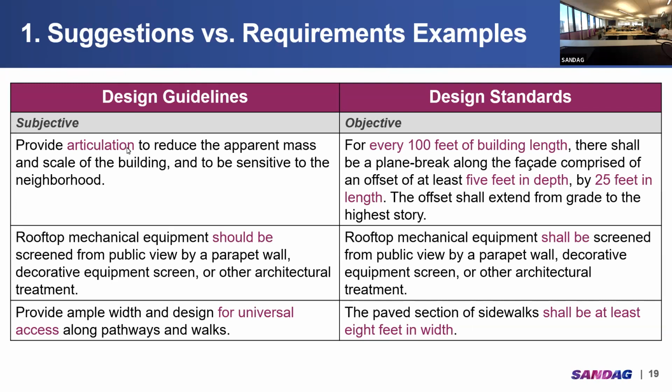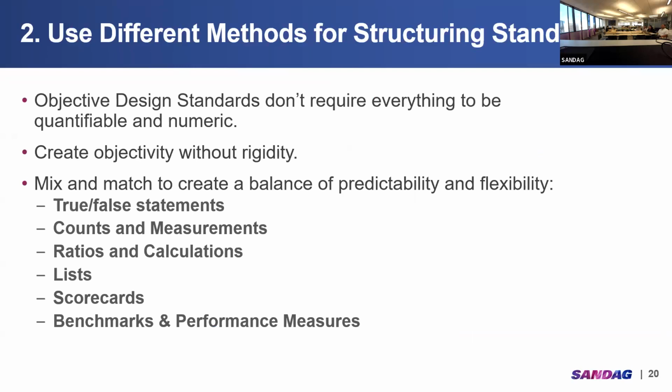For every 100 feet of building length, there should be a plane break, and we can define a plane break as an offset and give it a dimension and also explain how far you want that plane break to extend. So really kind of going into detail becomes very helpful, and oftentimes also pairing this with a graphic just to be really sure about the intent. Some other examples, simpler, maybe transition from should to shall, or providing dimensions for things like access and walkway widths, etc. Next slide.